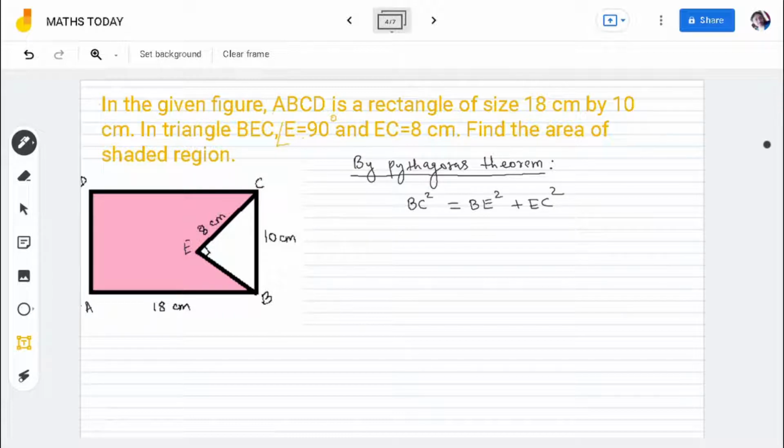The length of BC is given as 10, so I will write here 10 square. BE is unknown to us, so as it is, I will write it. And EC is 8 centimeter. So here we can write BE square equals 10 square minus 8 square.